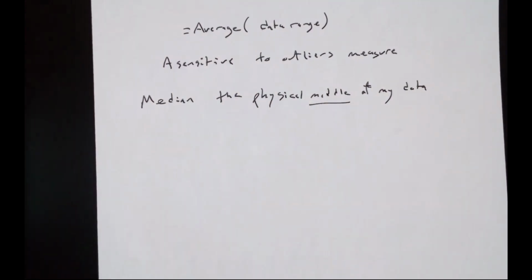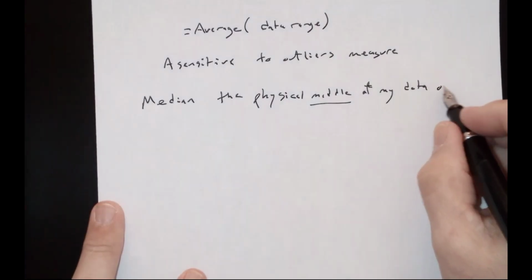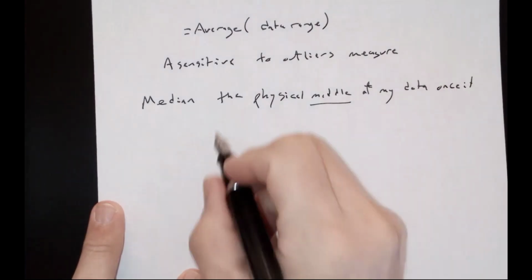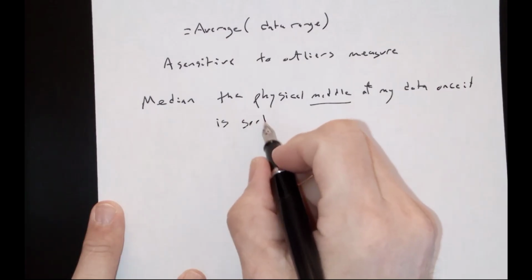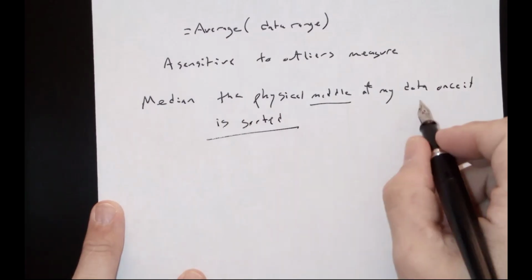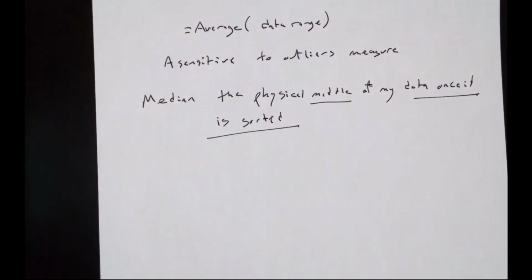If it's the middle of my data, I need to make sure the data is in order. I cannot have a median without sorting my data. Well, let me put it this way: I can't find the median in an easy fashion. I want it to be in the middle.